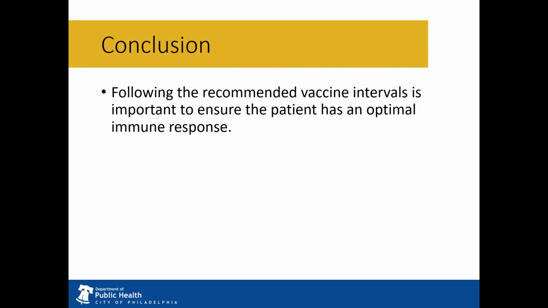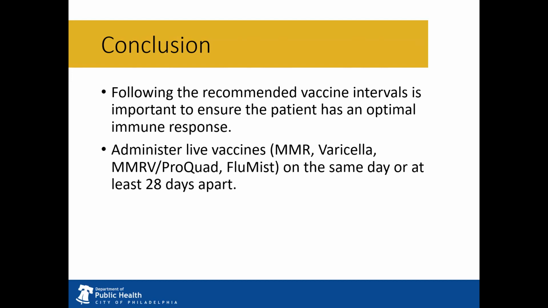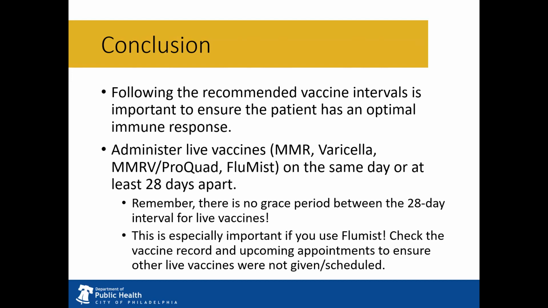So in conclusion, following the recommended vaccine intervals is important to ensure the patient has an optimal immune response. Administer live vaccines, so our MMR, our varicella, our ProQuad, and our FluMist, on the same day or at least 28 days apart. And remember, there is no grace period between the 28-day interval for live vaccines. And this is especially important if you use FluMist. Check the vaccine record and upcoming appointments to ensure other live vaccines were not given or are not scheduled.